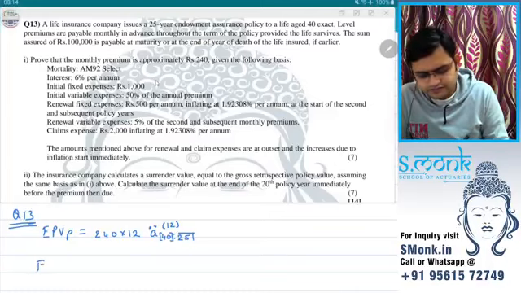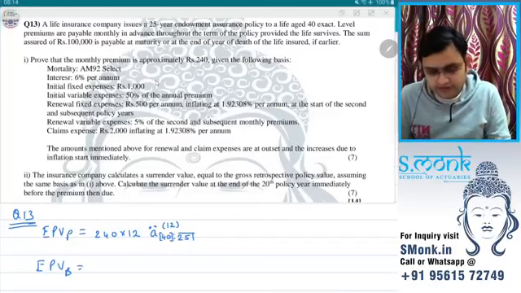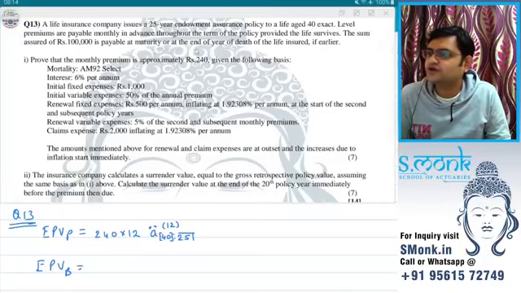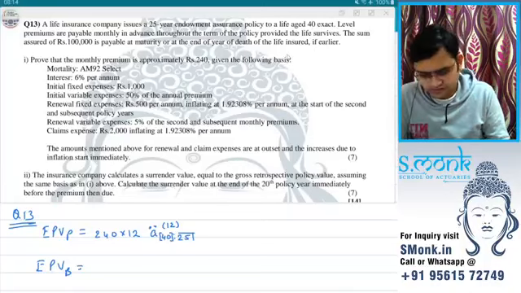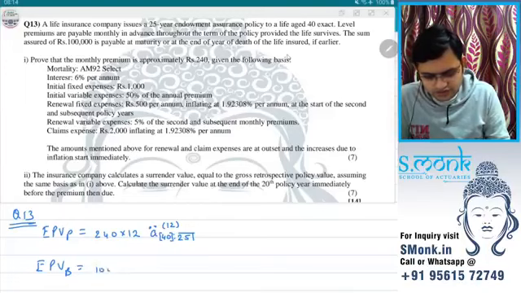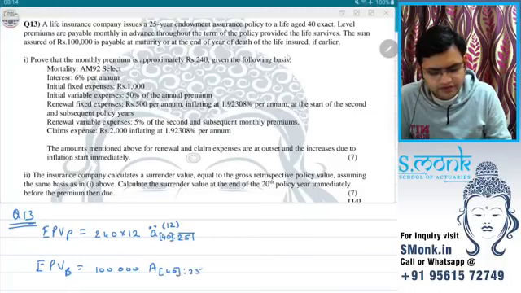Benefit. For benefit, we're talking about 100,000 payable at maturity or at the end of the year of death. So 100,000 times A, we are talking about endowment, select 40, 25.